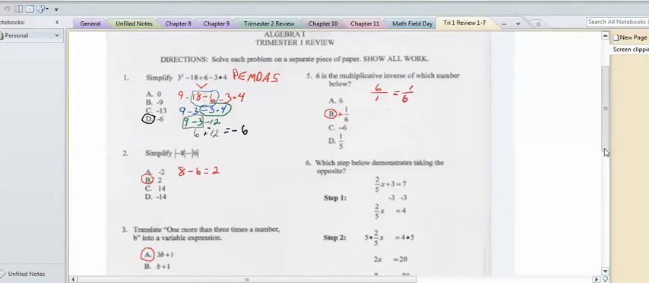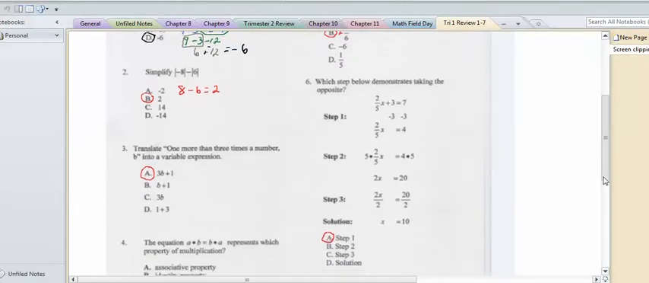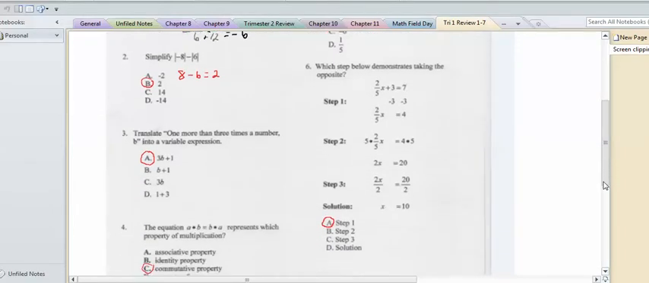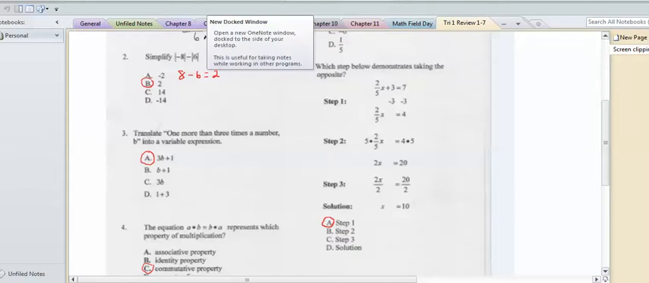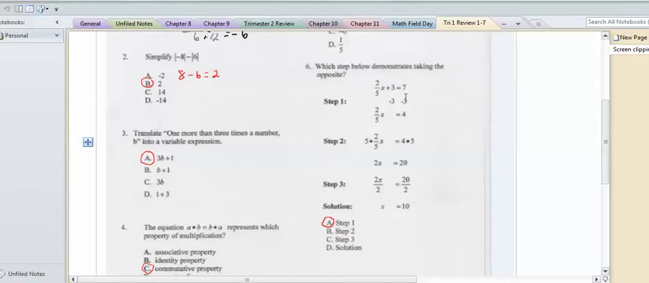And then the next problem, it's kind of a bad problem. It's asking for the opposite. What they're looking for was the opposite of +3 is -3. And that's where, down here, you see it's a -3. So that's that one.